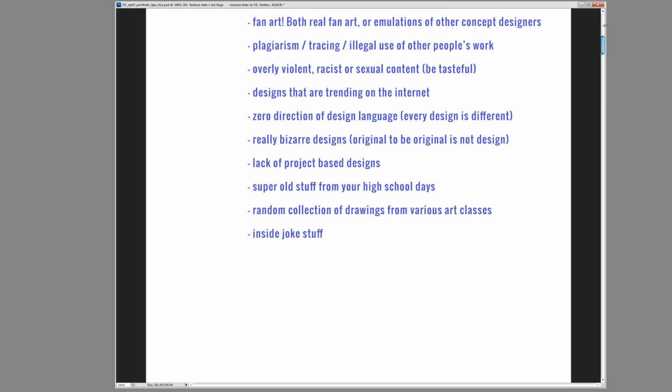Okay. Next, lack of project-based designs. So what this means is kind of similar to what I just mentioned two lines ago, which is about your designs changing all the time. This is also a sign of someone who's just out of school or just drawing randomly, which is every subject matter has no relation to the next. It's like, here I'm drawing a still life. Now I'm drawing a mountain with a tower in it.